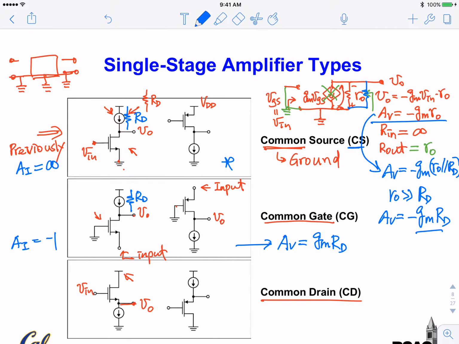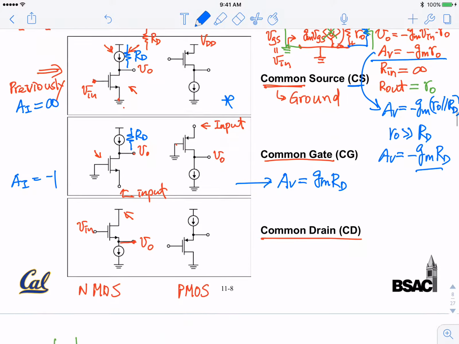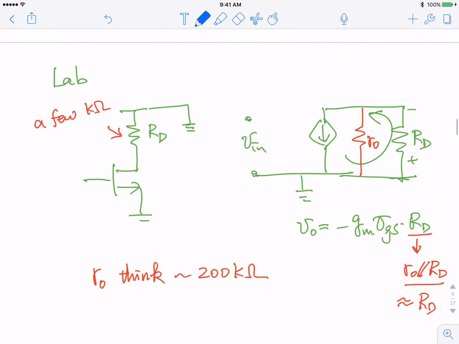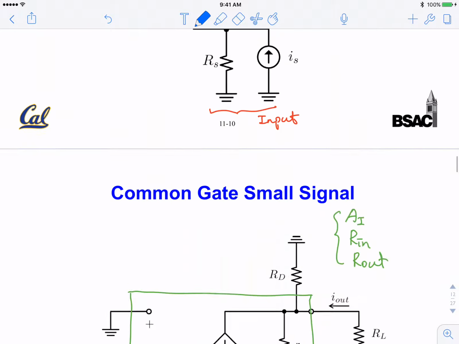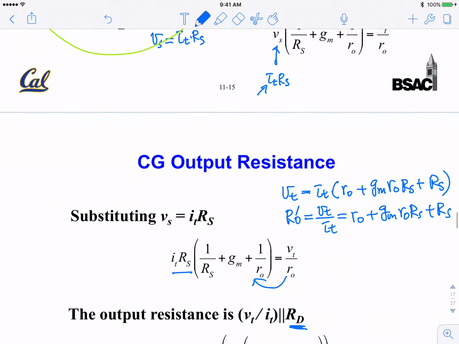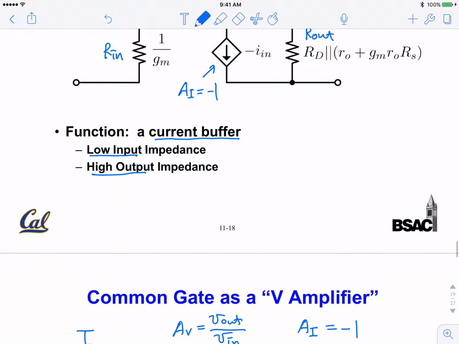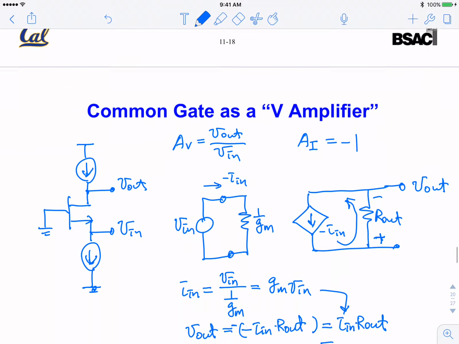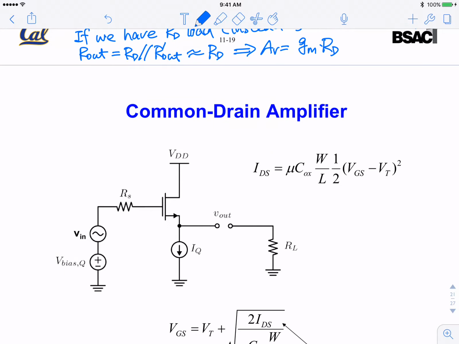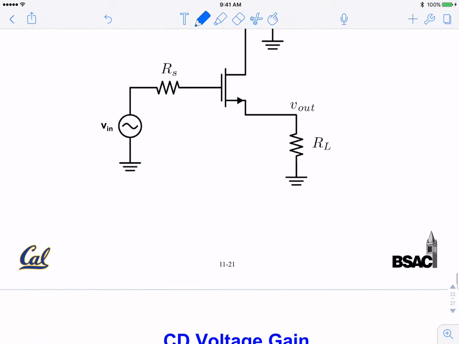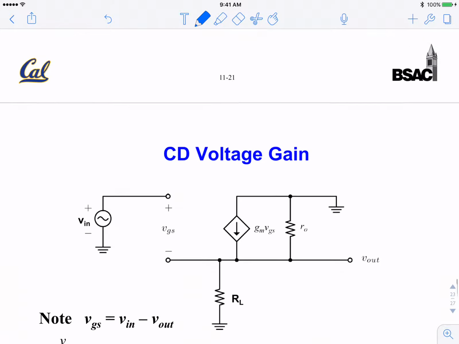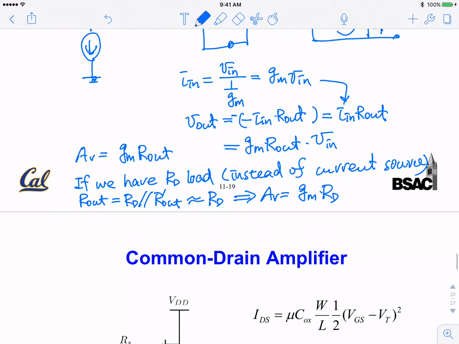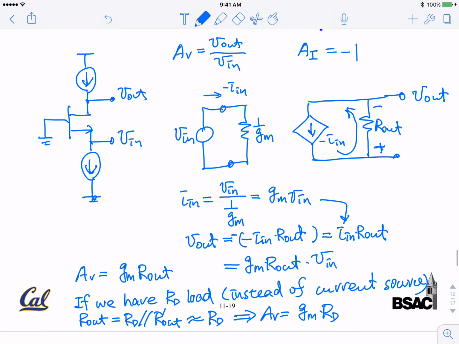So if we do a mini summary here, let's jump to the summary. We'll come back to common drain later. Too much jumping. We'll just do that next time.